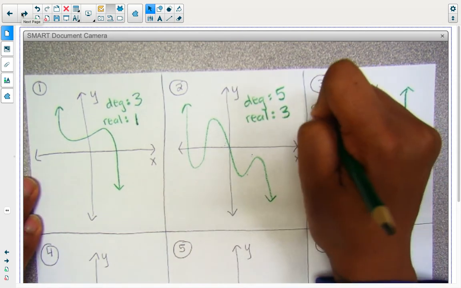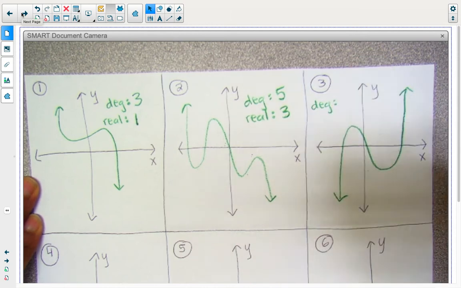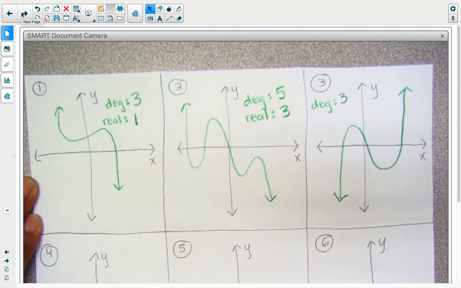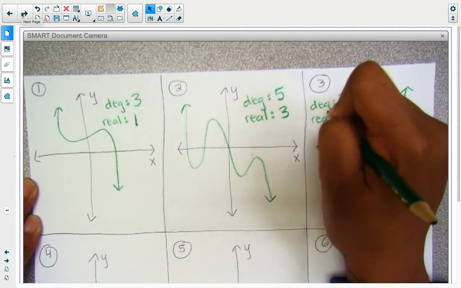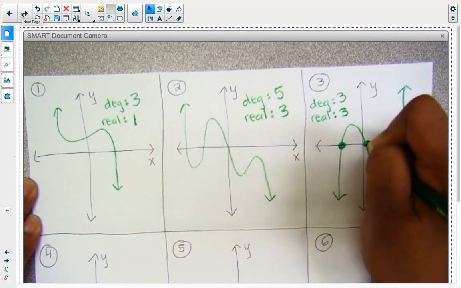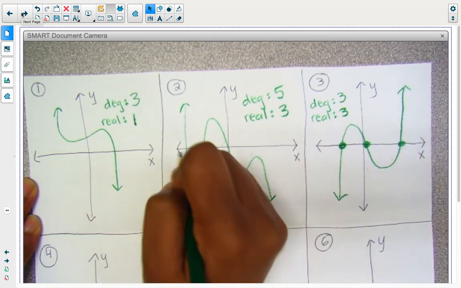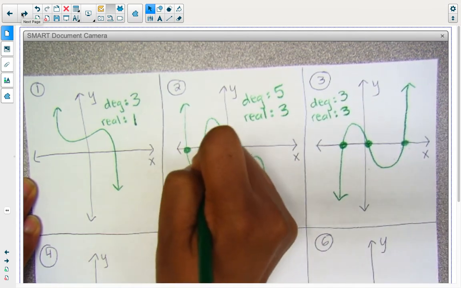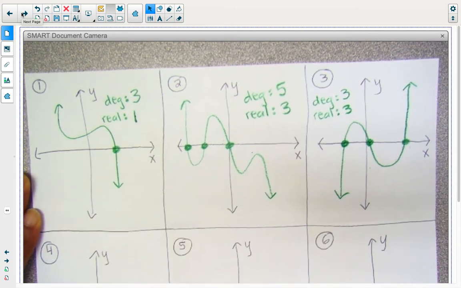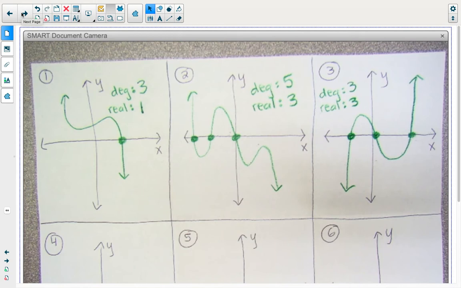So if we label, my degree is 3 because it's cubic. 1, 2, 3. And for this particular graph, I have 3 real roots. 1, 2, 3. And I'll go back and label that for the other ones. 1, 2, 3. And this one had 1. All right, so we're halfway done. Again, I'm giving you different characteristics, and you have to graph it and state what you notice.